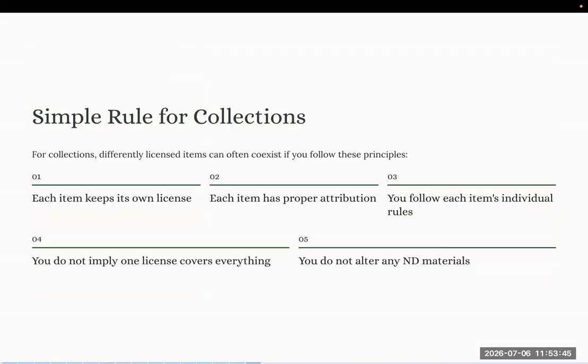So think of each chapter. Say you want to do a reader. You're pulling a whole bunch of different content together, right? You must follow each individual's rules. You are not implying one license covers the whole thing. This would be like an anthology, where you are not altering any of the ND materials.